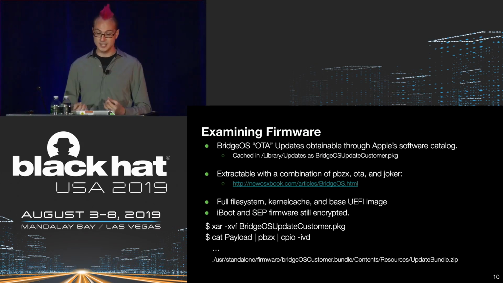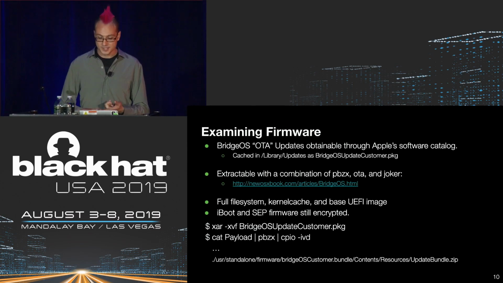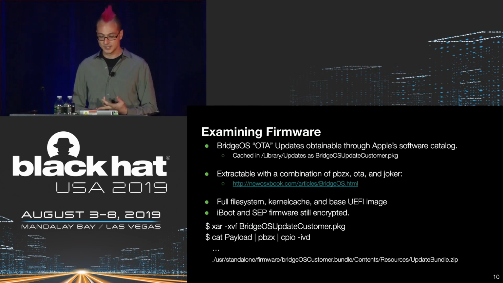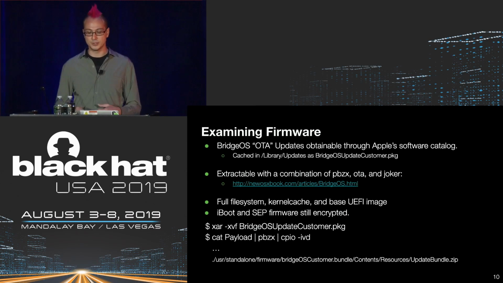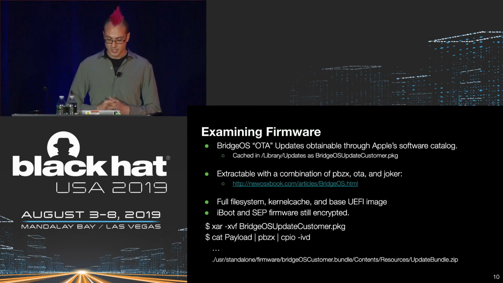If you extract and decompress the update packages, inside will be an update bundle zip file which contains the root file system, a collection of kernel caches, which are the base kernel and all the kernel extensions baked into a single large file, and a similar set of golden UEFI images. While they are bundled, the iBoot and SEP firmware images are encrypted like they are on other platforms, so they're not as easy to actually examine.